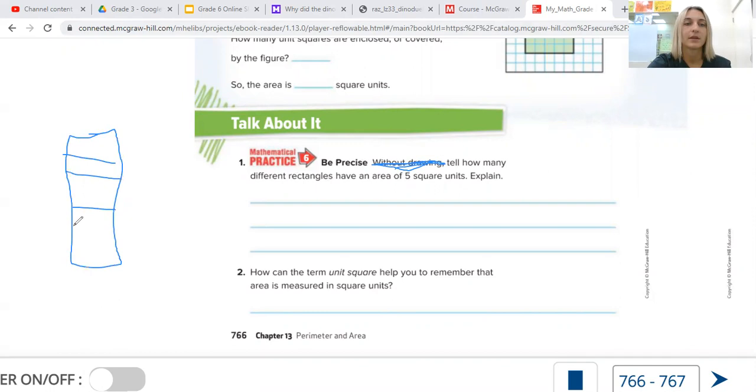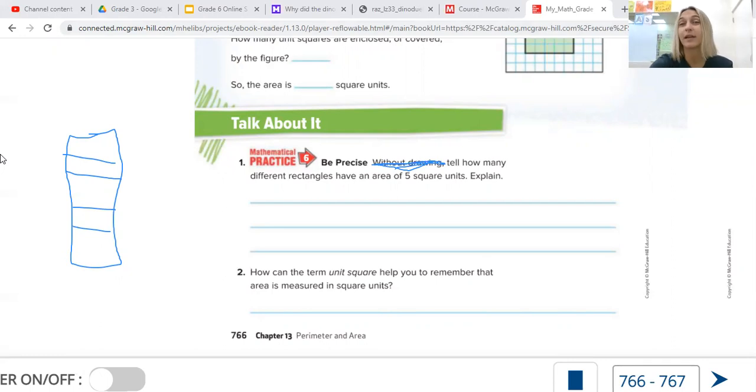2, 3. Now our square units should be the same size. Yours should look a little better than this, but we have 1, 2, 3, 4, 5 square units. We want to know how many different rectangles have an area. Here's one. Can you think of any other ways you could draw this rectangle and still have 5 square units?